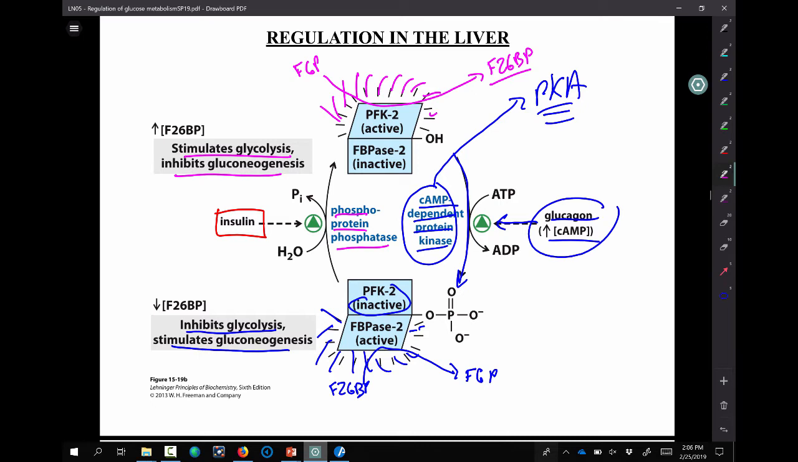The other thing that is also true in liver, heart, and skeletal muscle is that this enzyme, PFK2/FBPase2, is going to have a kinase domain that will make fructose 2,6-bisphosphate and a phosphatase domain which will break it down. Okay, that's true in all tissues.